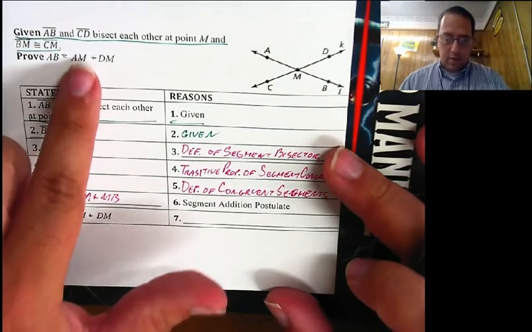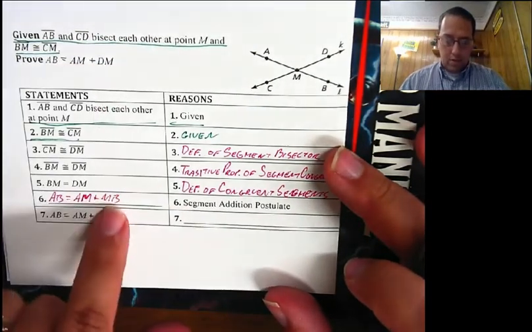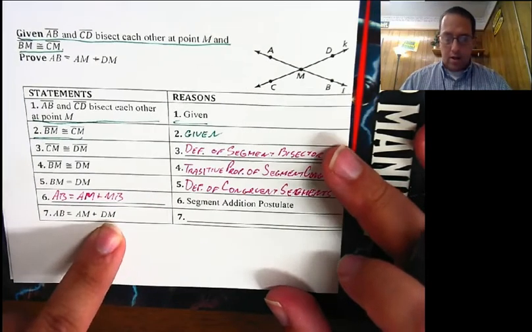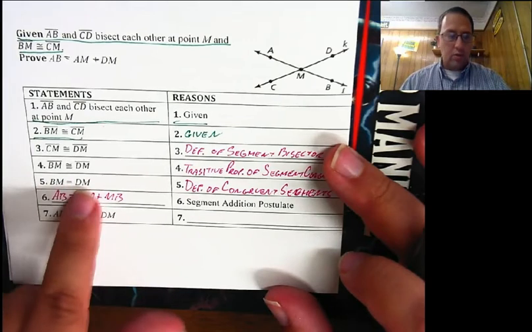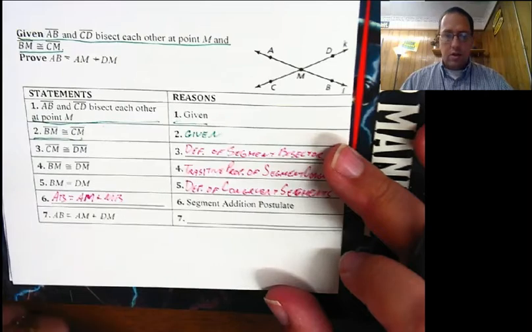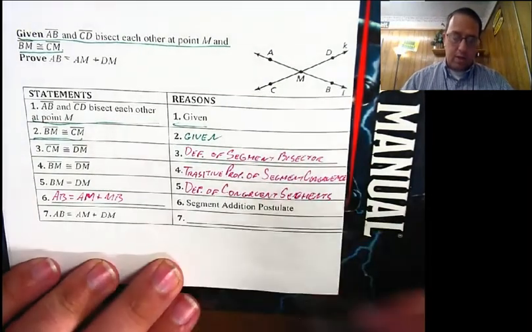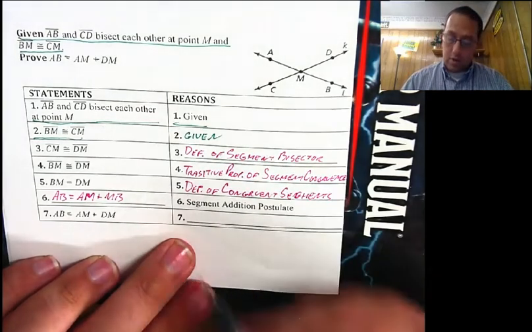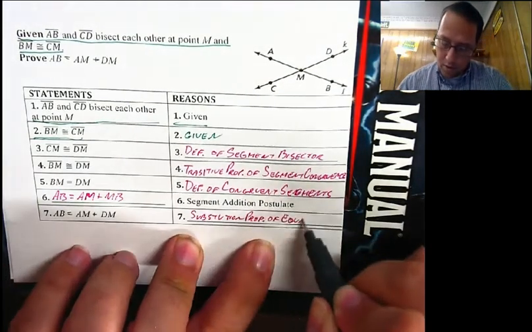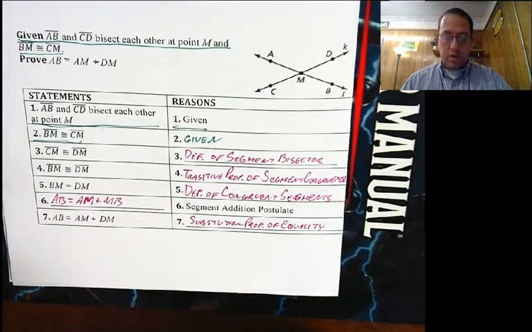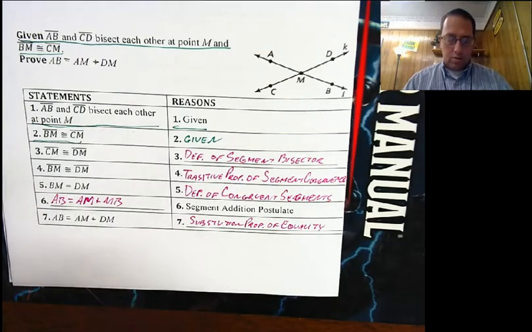But we want AM plus DM, so we want to change this MB to DM, right? How can we do that? Well, we can do that because those two equal each other. The length of BM and the length of DM are the same thing, so I can interchange them. I can take the MB out, put the DM in, and that is because of what statement down here? Substitution, right? Two things equal each other, you can substitute one for the other. There it is, substitution property. Remember, substitution only works for measurements: numbers, the degrees of angles, lengths of segments.